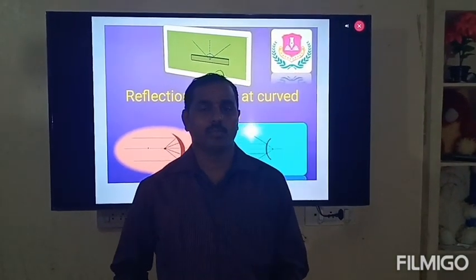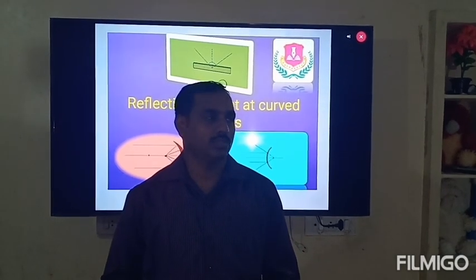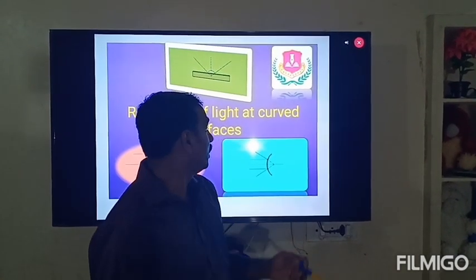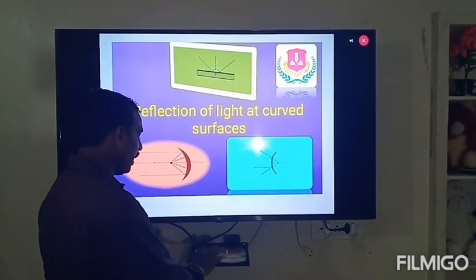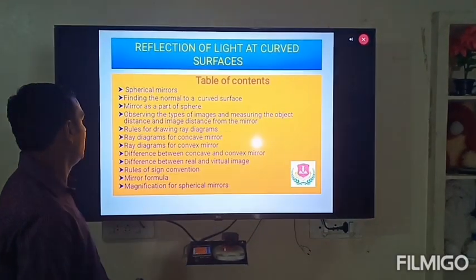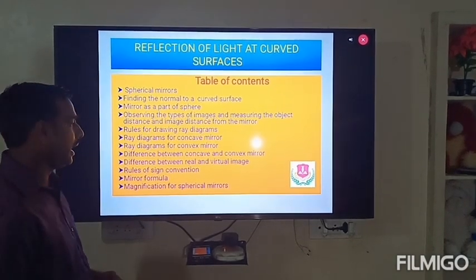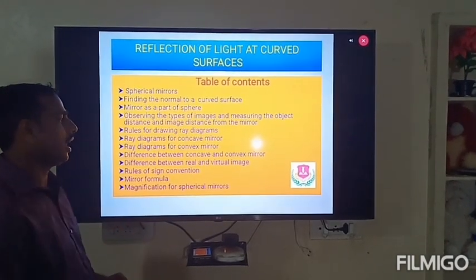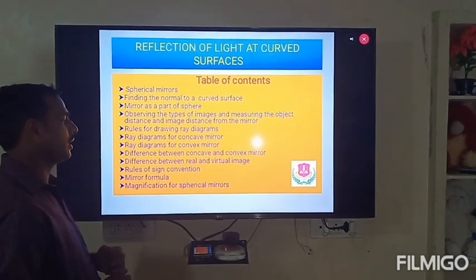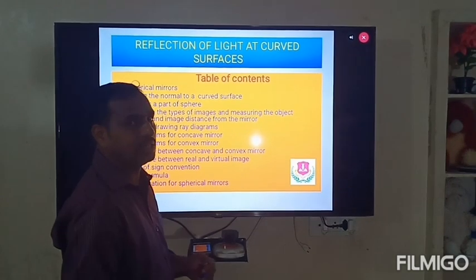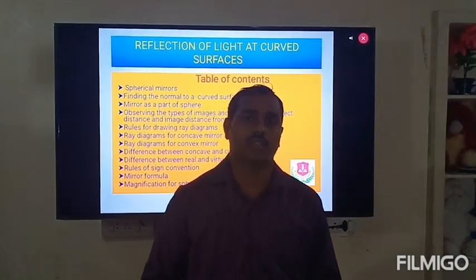Today I am going to start our new session, part 2 of reflection of light at curved surfaces. In this part, we are going to discuss rules for drawing ray diagrams and ray diagrams for concave mirror and also convex mirror, and the differences between concave and convex mirror. These are the concepts in today's session we are going to cover.